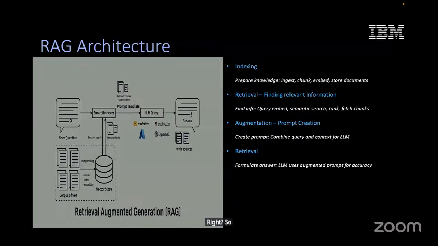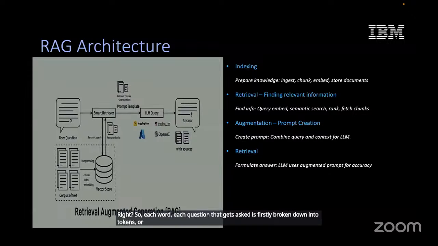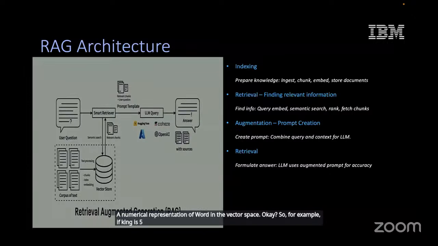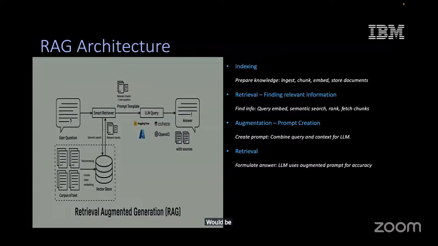So each word, each question that gets asked is firstly broken down into tokens, or you can call them individual words. And each individual word is represented as a vector. A vector is nothing but a numerical representation of a word in the vector space. Okay, so for example, if king is 52, queen would be 50. In the vector space, that would be the number assigned, for example.